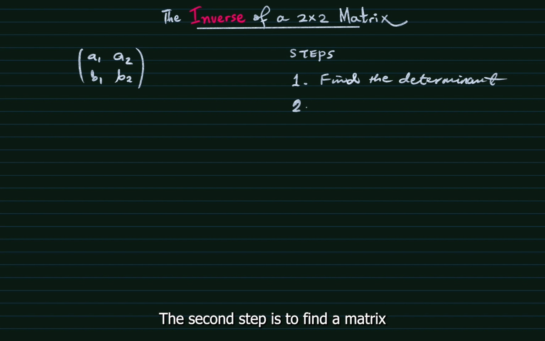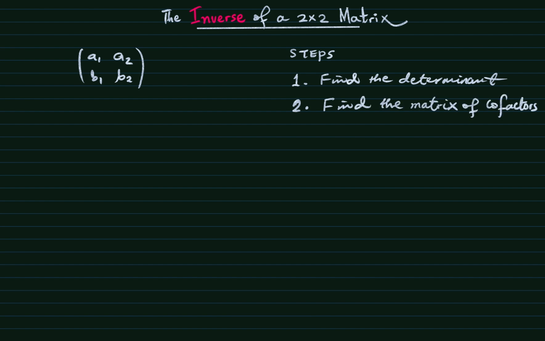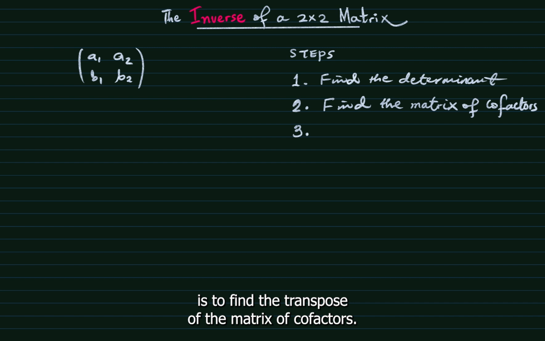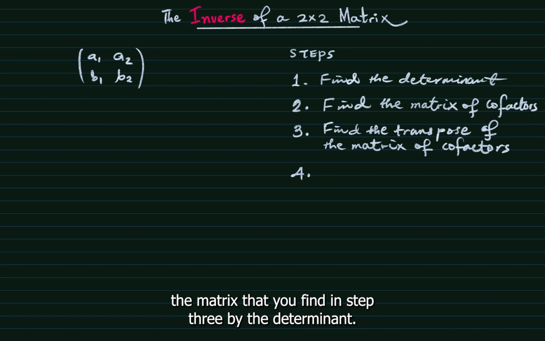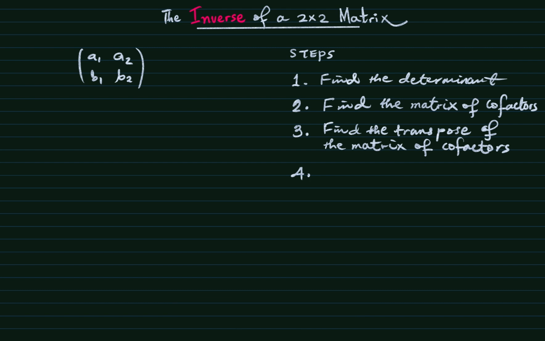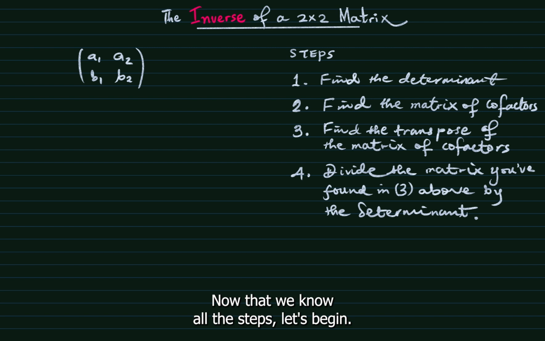The second step is to find the matrix of cofactors. The third step is to find the transpose of the matrix of cofactors. The fourth step is to divide the matrix that you find in step 3 by the determinant. Now that we know all the steps, let's begin.